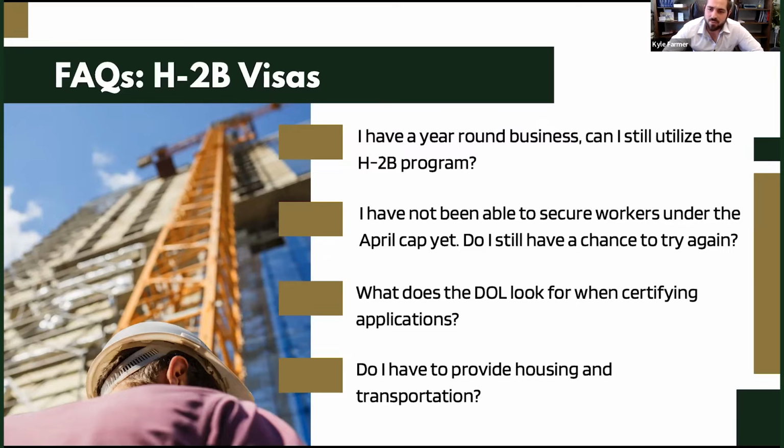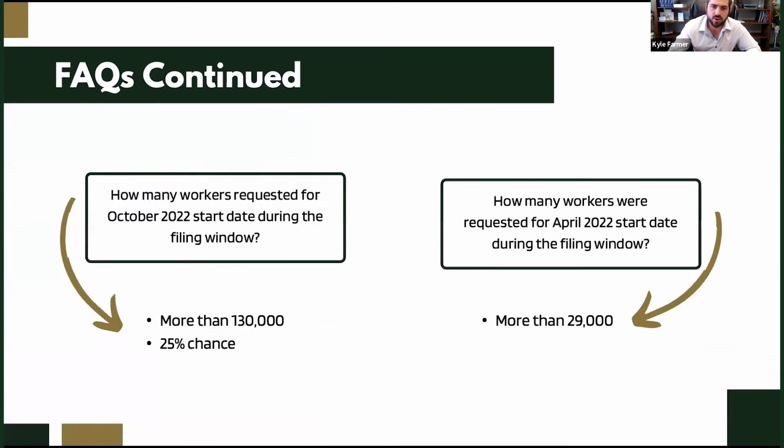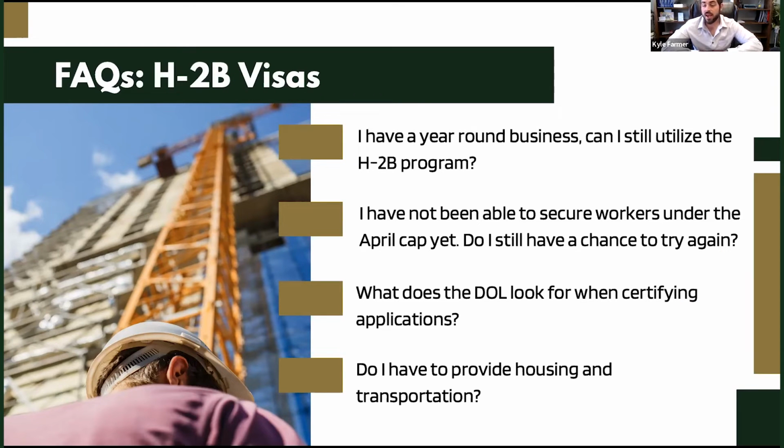Okay, I have not been able to secure workers under the April cap yet. Do I still have a chance to try again? Yeah, so there's a few ways to do this. The most common way to do it is through a cap increase. So every year they'll do a cap increase, and this usually results in workers arriving in June. There's other ways to still get in workers. We're not going to go into all those details today, but the most commonly used way is, in fact, the cap increase.